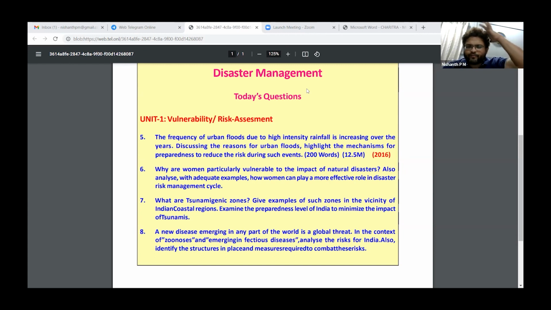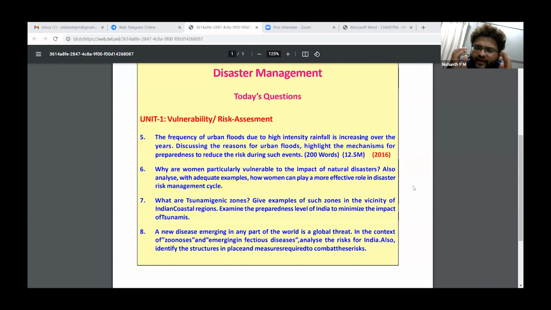So most of you have given the framework rightly. So what will you write for this particular question? The frequency of urban floods due to high intensity rainfall is increasing over the years. So that is a statement and it's true. Discussing the reasons for floods.